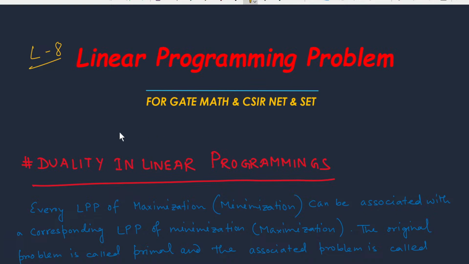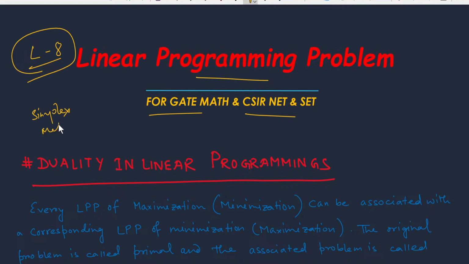Okay. So this is lecture 8 of our linear programming problem series, and this series is helpful for the GATE exam, CSIR NET exam, and the state level SET exam. In the last lecture we discussed the simplex method, the Big M method, and one other method. In this lecture we will start duality.